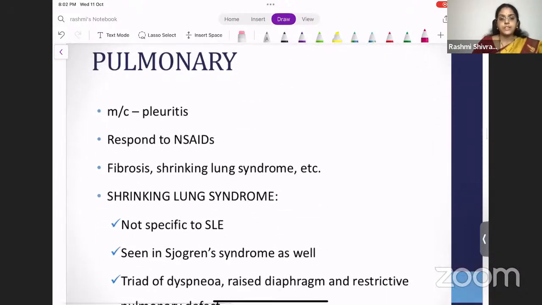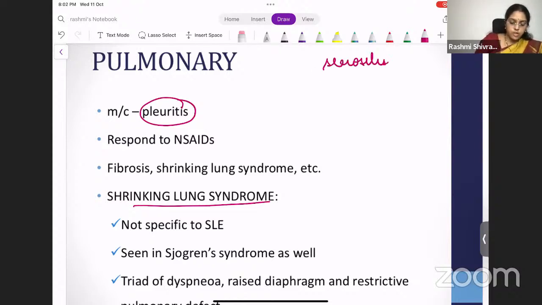Next, pulmonary. There is something very interesting in this. This is called the shrinking lung syndrome. Right. But before we go on to shrinking lung syndrome, what is the most common manifestation of pulmonary manifestations? The most common is pleuritis, and this is the most important because serositis is very, very commonly seen.